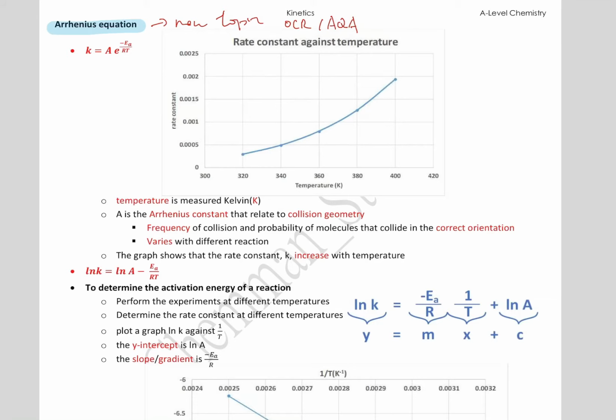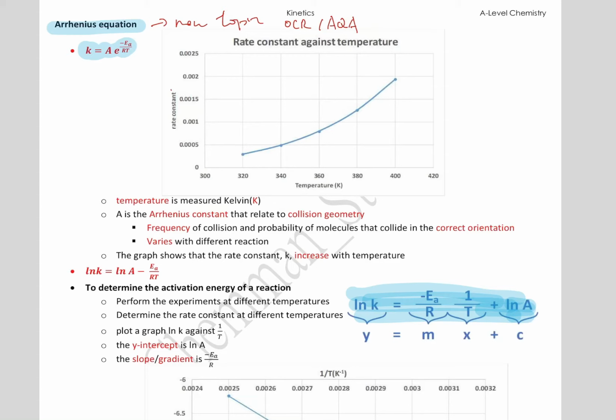For the Arrhenius equation, obviously they will have 2 different formats. Here's the original. Then after they rearrange it and put Ln on both sides, they rearrange it to form a new form, which is here. The mathematical idea of how you rearrange the 2 equations is not really important. What's important is that you understand the first equation.